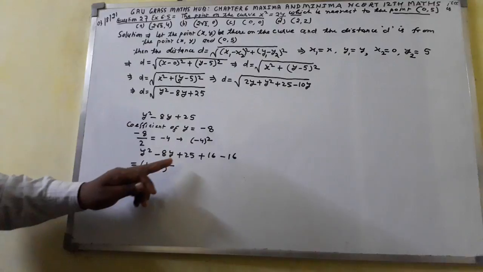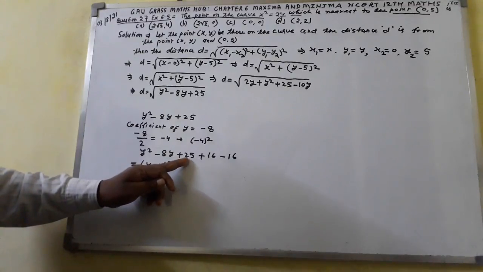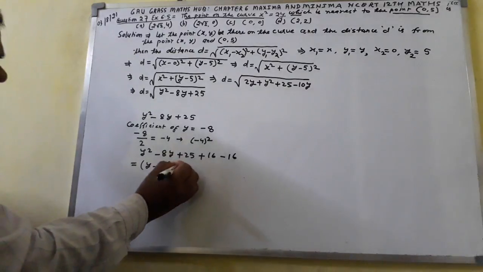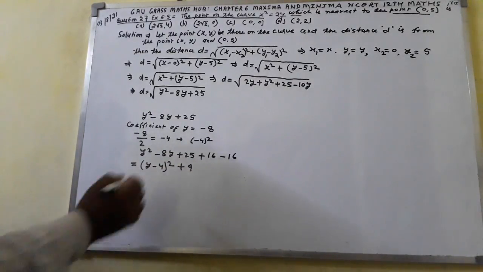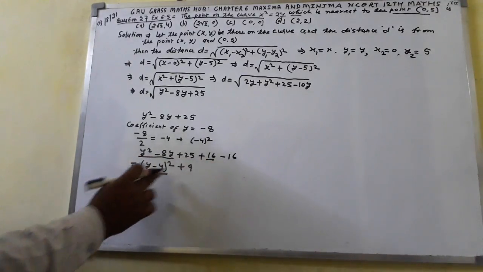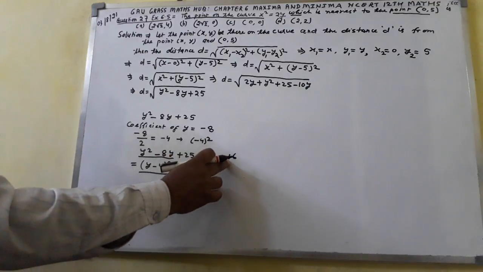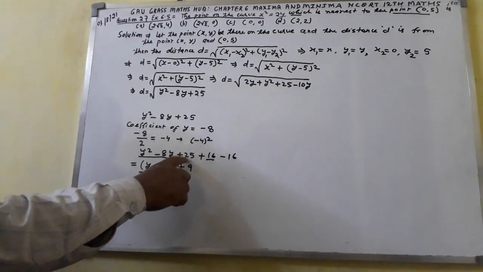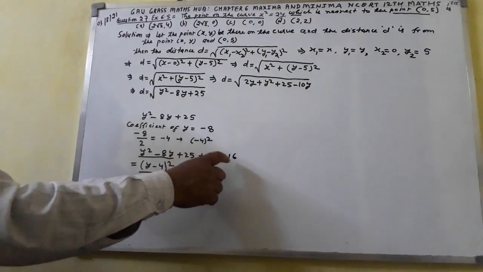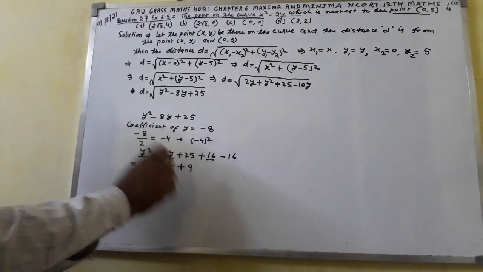Here you will get 25 minus 16 comes out to be 9. Plus 9 I shall write here. Plus 25 minus 16 will be operated. You will get here plus 9.